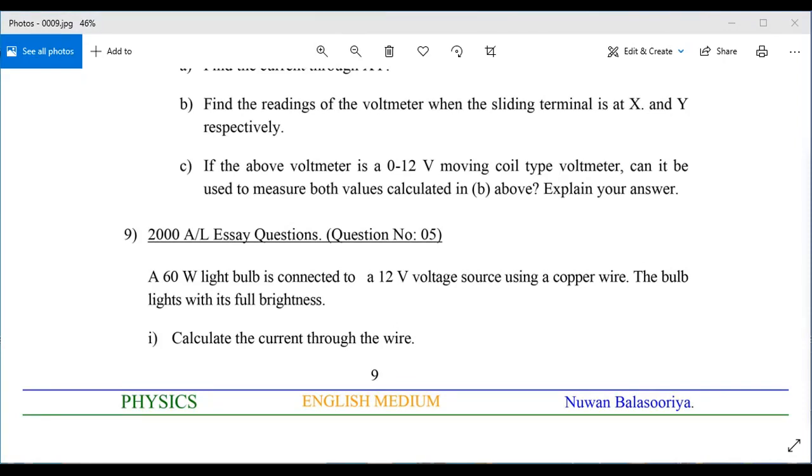A 60 watt light bulb is connected to a 12 volts voltage source using a copper wire. The bulb lights with its full brightness. Roman number one, calculate the current through the wire.